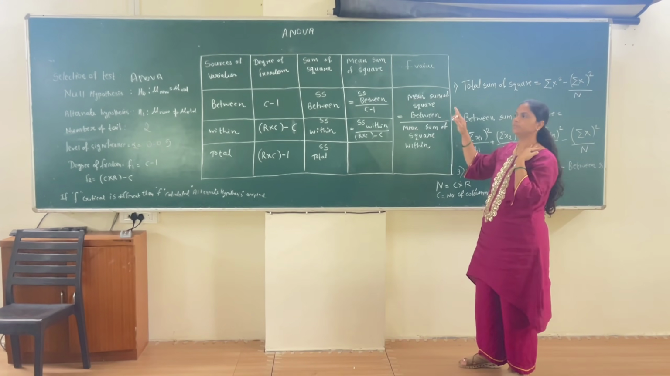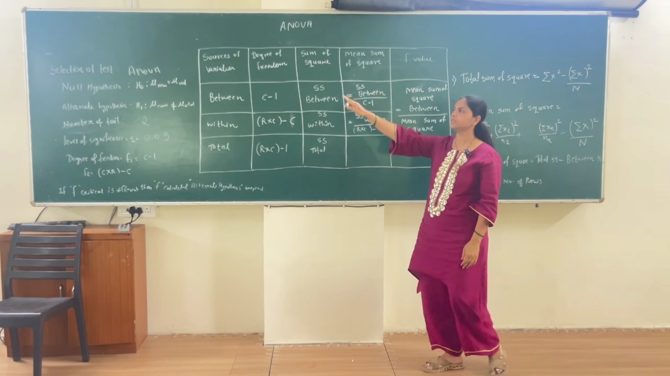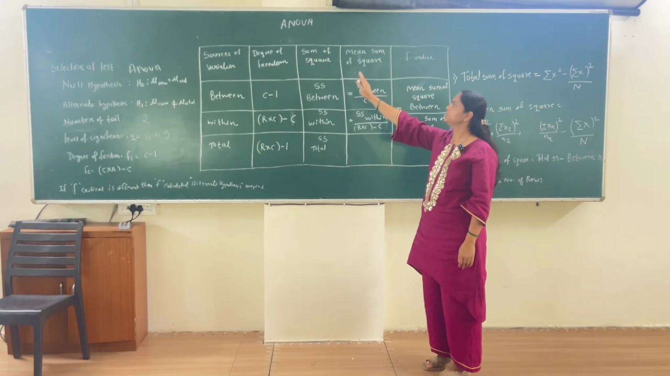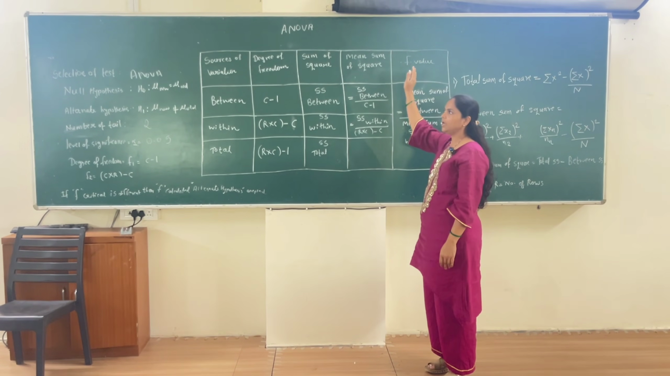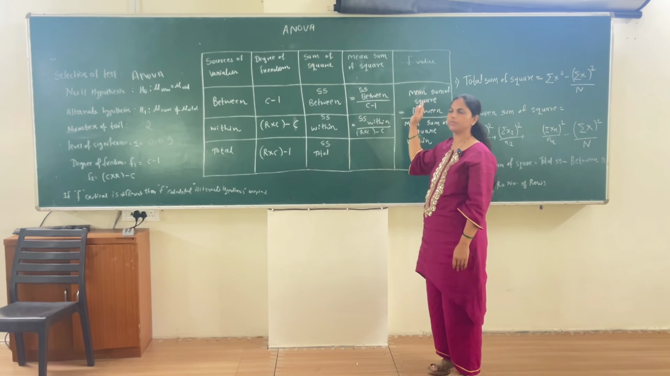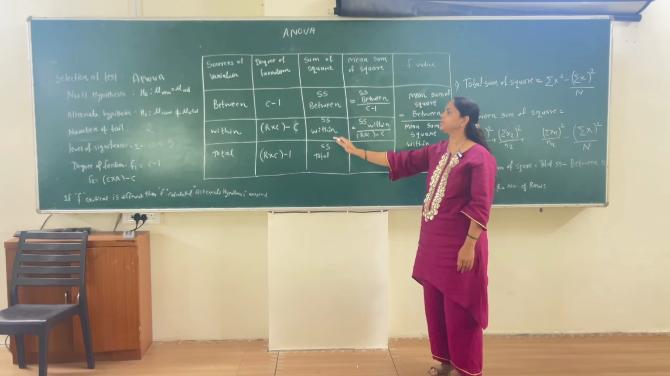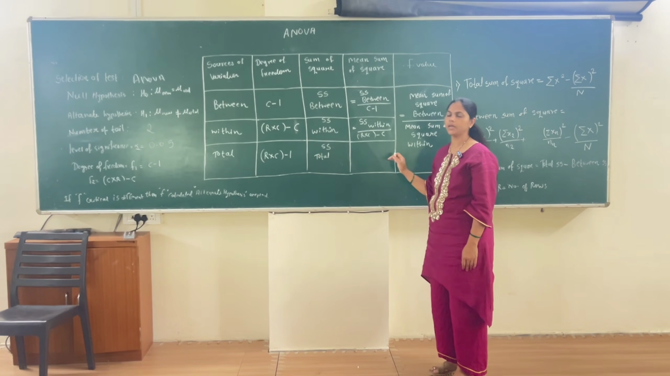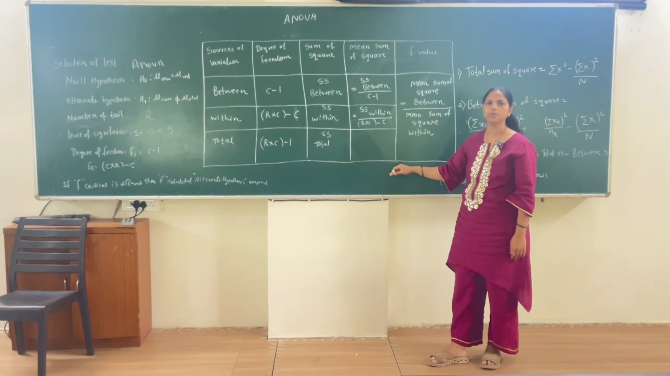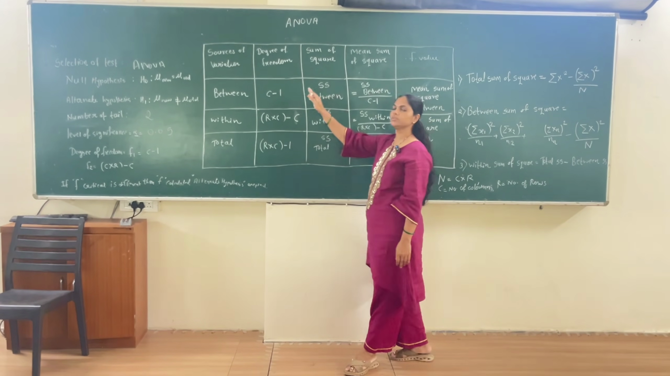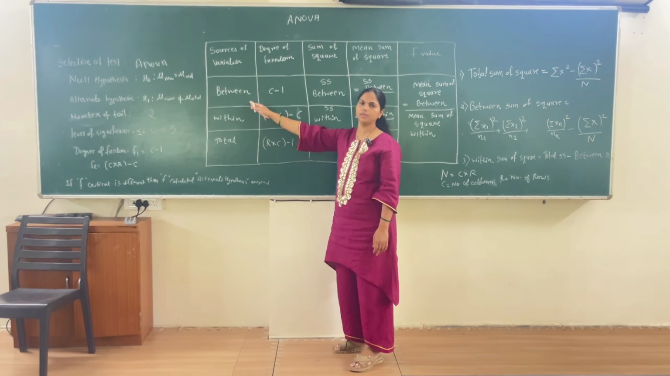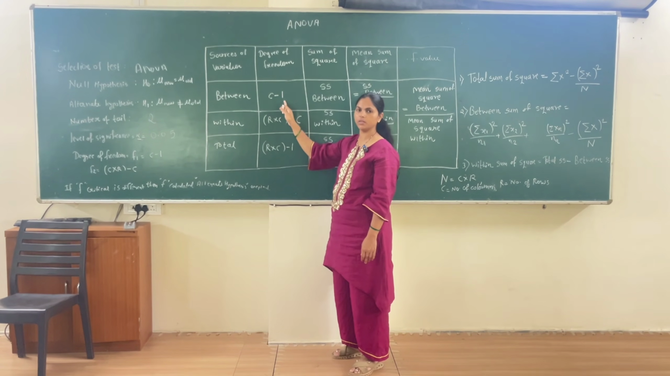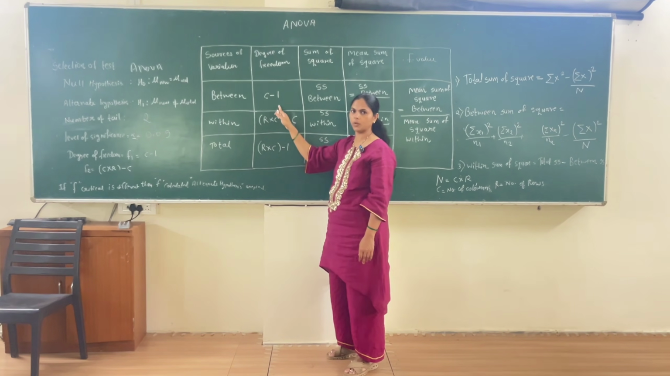We have the column stating the sources of variance, degree of freedom, sum of square, mean sum of square and F value, and all these we have to calculate for between, within and total groups that we have taken for the calculation. The first column is for the degree of freedom. To calculate the between degree of freedom, the formula is C minus 1, that is number of columns minus 1.